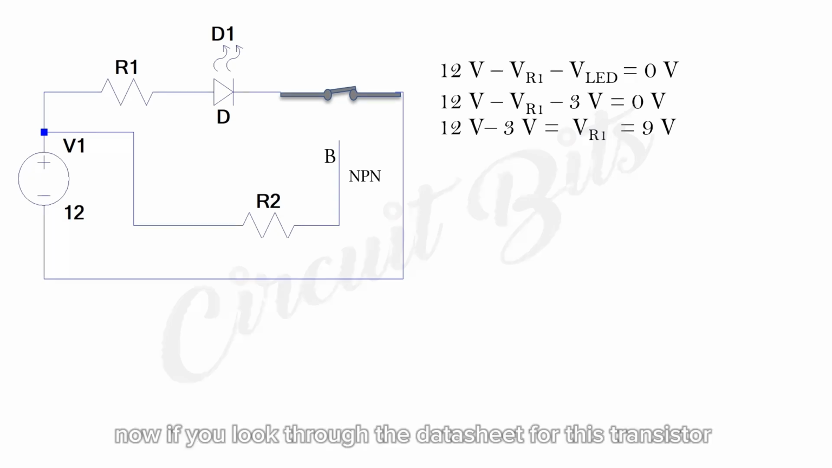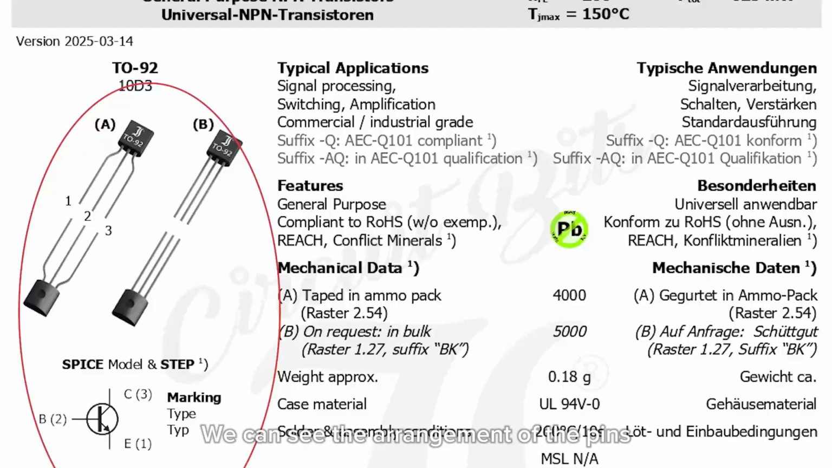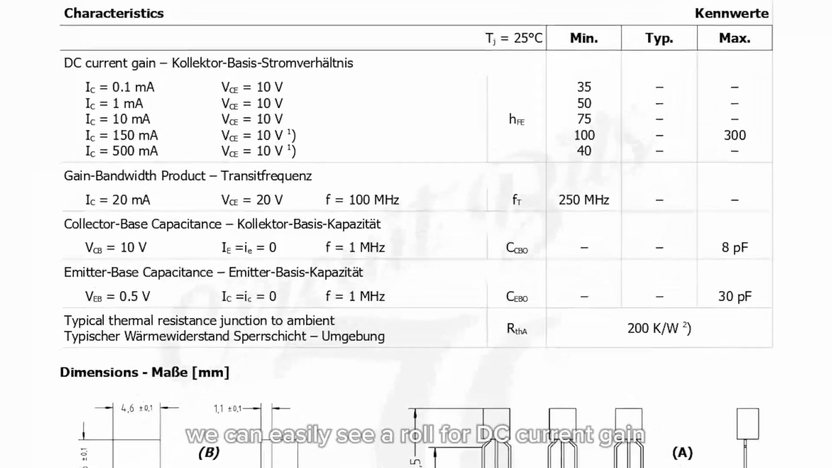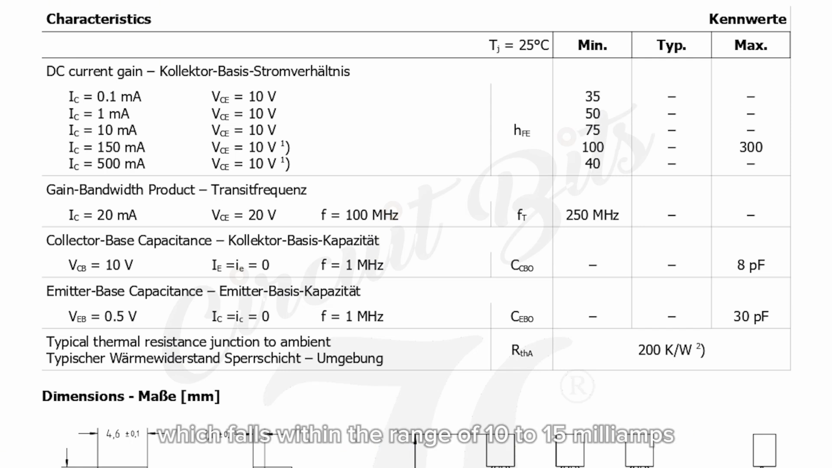If we make VR1 the subject of the formula, we're going to have VR1 be 9 volts. Now if you look through the datasheet for this transistor, we can see the arrangement of the pins. If you scroll to the table labeled characteristics, we can easily see a row for DC current gain. We can see it has different minimum values, which depend on the collector current, IC, and the collector-emitter voltage, VCE. But since we're looking to power on an LED, we will need a collector current of 20 milliamps, which falls within the range of 10 to 15 milliamps, which has a minimum beta between 35 to 100.